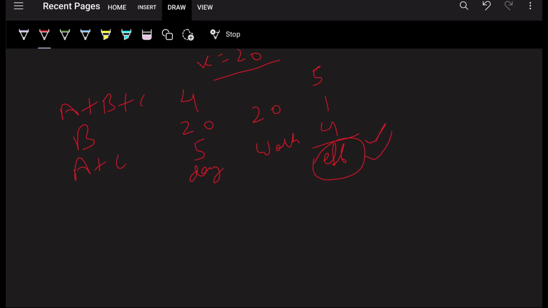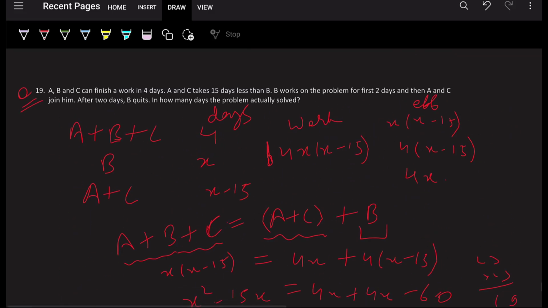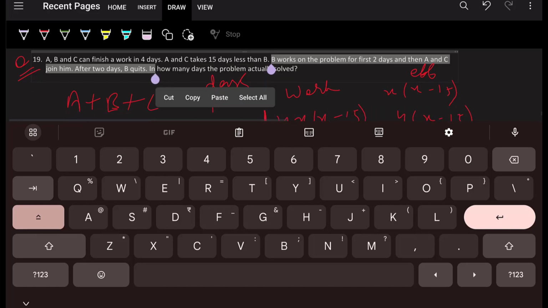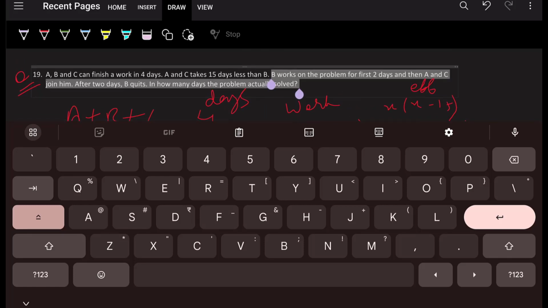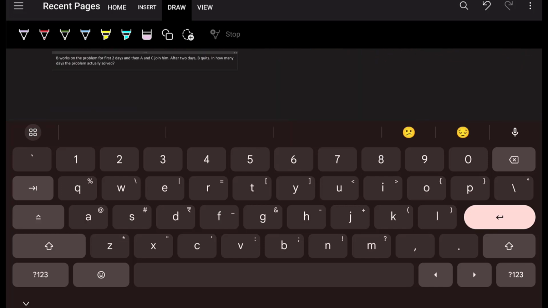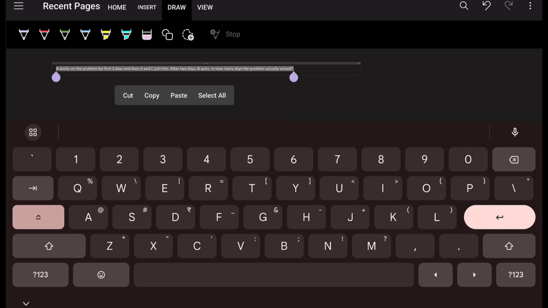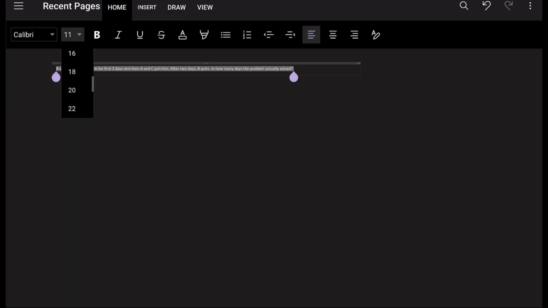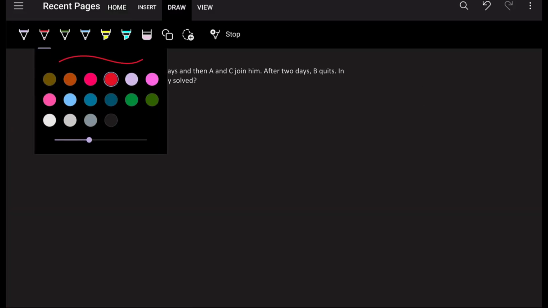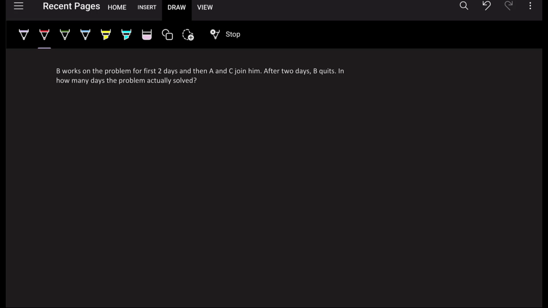Okay. Now we have got the table. So now what does the question ask? The question is saying that b works for the first 2 days. Okay, no problem. So 2b plus a and c now joining. And after 2 days b quits.